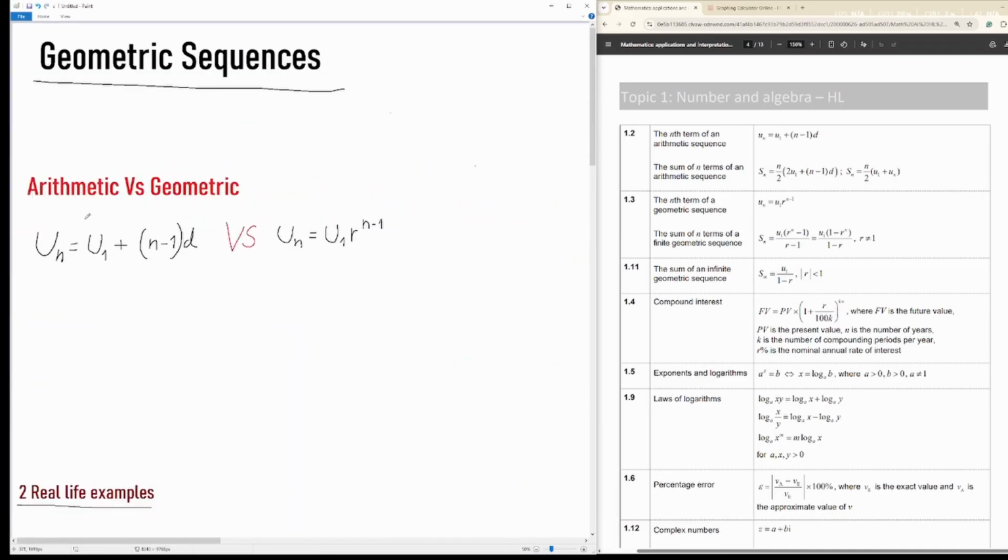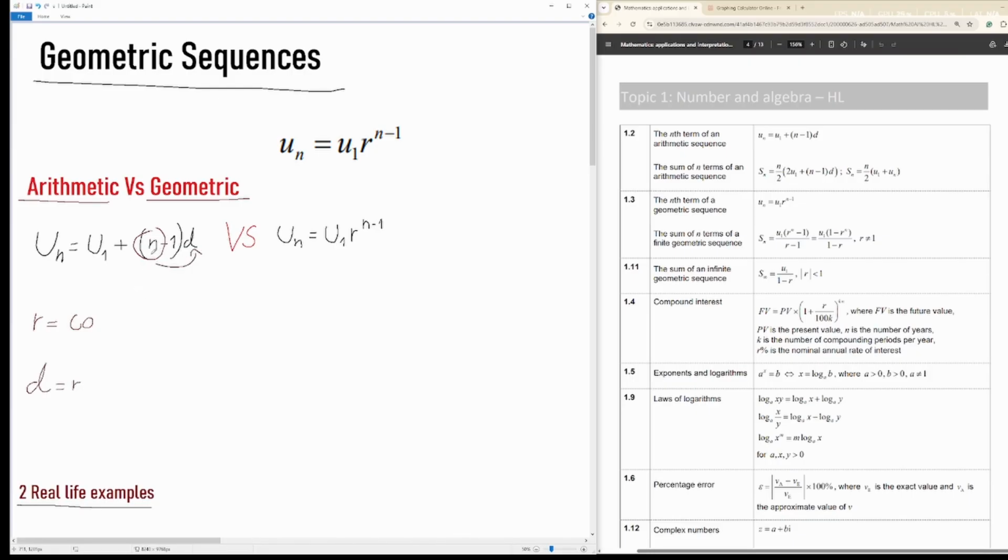So, a geometric sequence itself is quite similar to the arithmetic one. Its formula is the following: un equals u1 times r to the power of n minus 1. And here the r means the common ratio. The main difference between the arithmetic sequence and the geometric sequence that you really have to understand is that in the arithmetic sequence, n is multiplied with d. And comparing these two, d and r are the same.